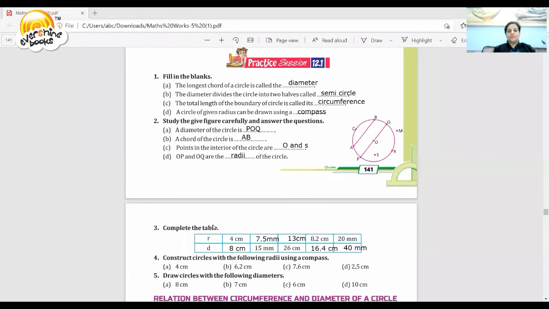Now students, complete the table. In this, the radius is 4 centimeter. So just double it. 4 into 2 is 8 centimeter. When the diameter is 15, it is going to be divided by 2. That will be 7.5. If it is 26, just divide by 2. That is 13. So 8.2 is given here. Just multiply with 2. You will get 16.4. 20 mm is there. You just multiply it by 2. You will get 40 mm. Likewise, you will do the construction also.